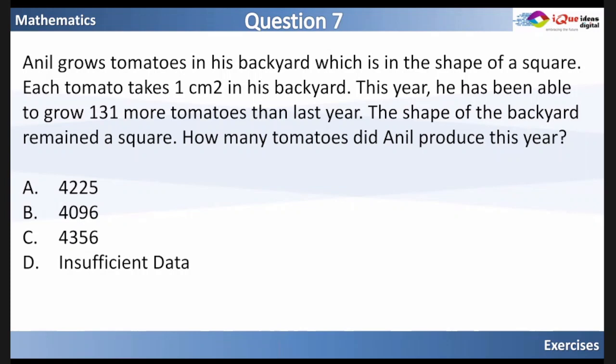Anil grows tomatoes in his backyard, which is in the shape of a square. Each tomato takes 1 square centimeter in the backyard. This year he has been able to grow 131 more tomatoes than last year. So the shape of the backyard remains a square. How many tomatoes did Anil produce this year?